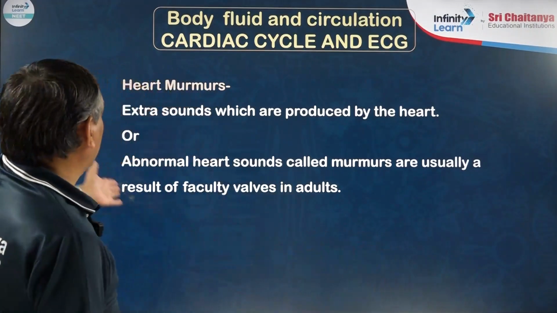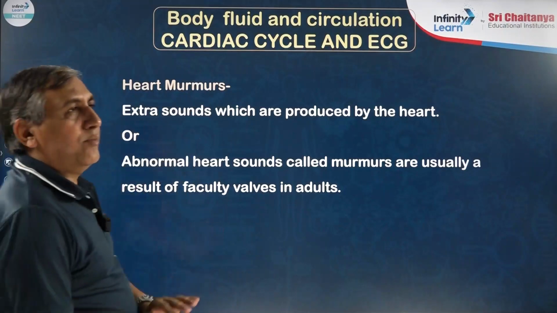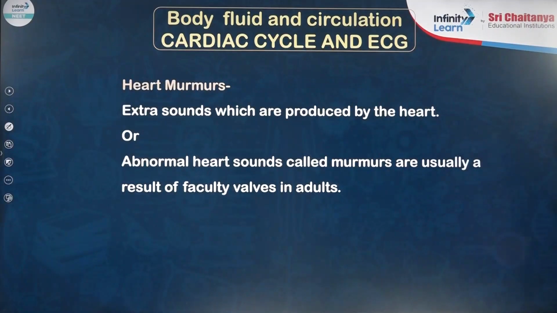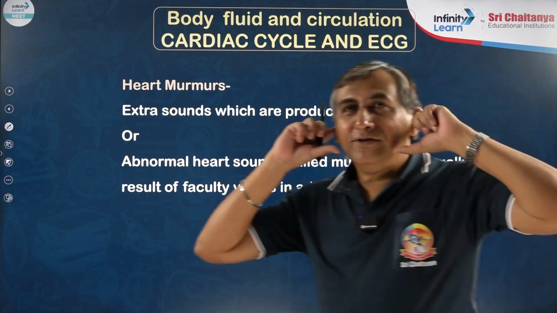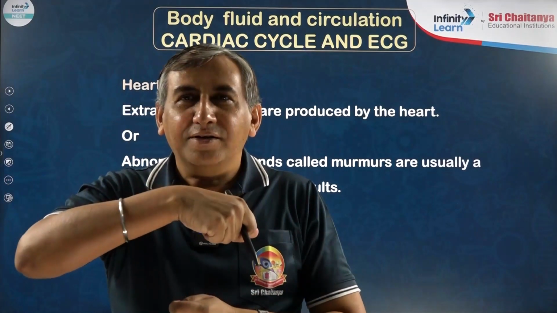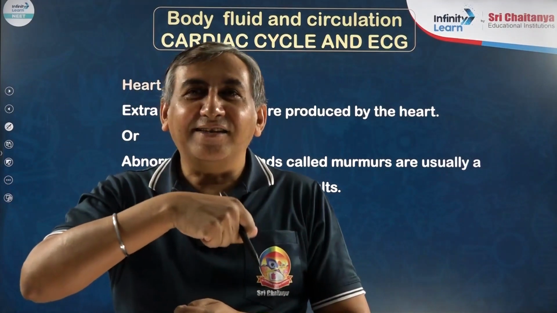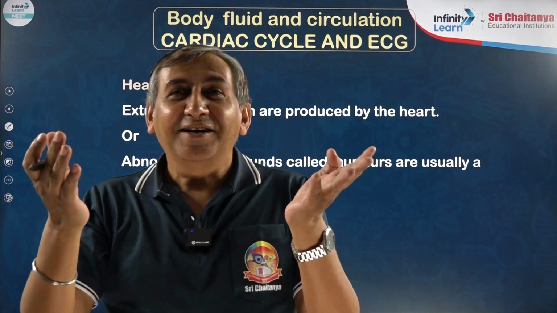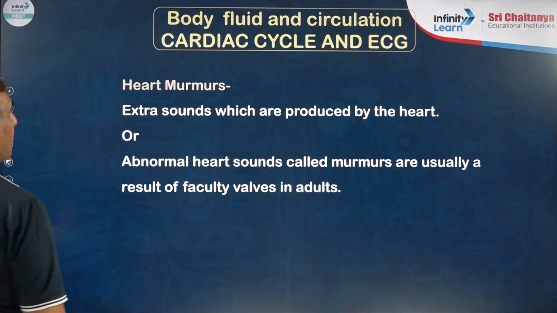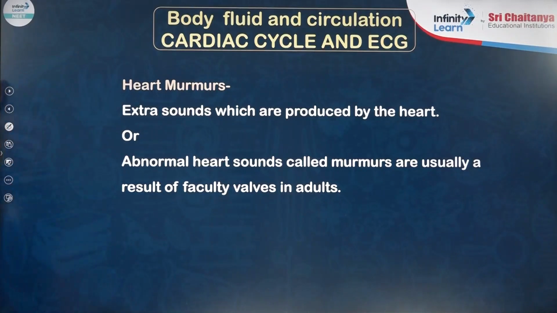These abnormal sounds are known as murmurs. Abnormal sounds which are produced by the heart are known as murmurs. When you become a cardiologist, you will use the stethoscope on the heart and you will listen. If the heart is saying something extra, extra means that is the murmur. Extra sounds which are produced by the heart, that is the murmur.